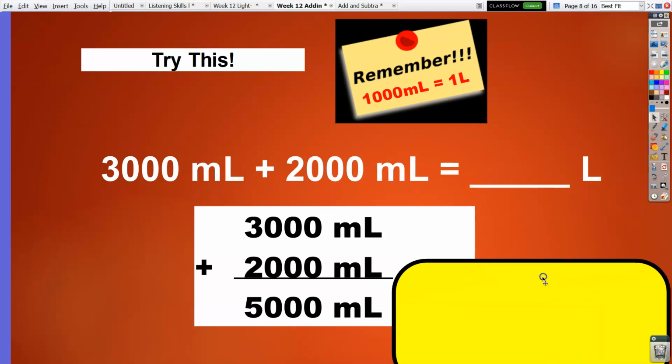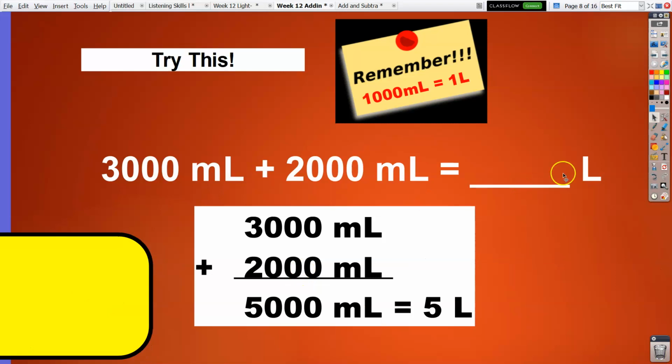But wait, we have to write the answer in liters. Remember, 1000 ml is equal to 1 liter. So if it's 5000, that is equal to 5 liters. So the answer is 5 liters.